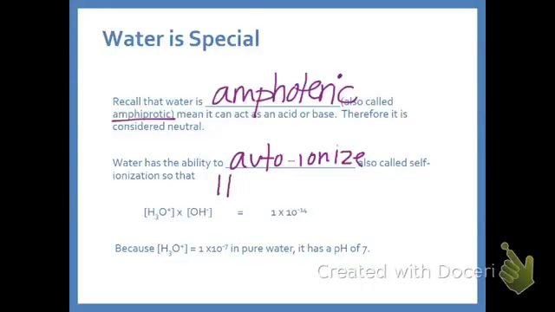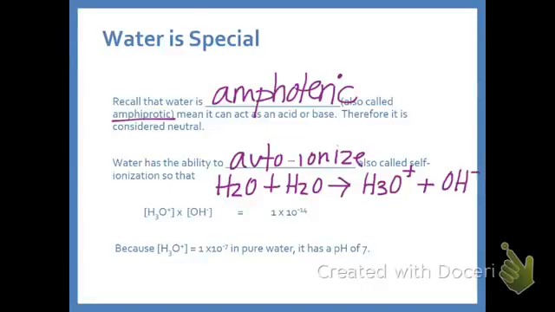It looks kind of like this. I have a water molecule plus a water molecule, and it would give me H3O+ plus OH-. So one of those water molecules would act as a base, the other one would act as an acid, and then on the other side you'd get the conjugate acid and the conjugate base.